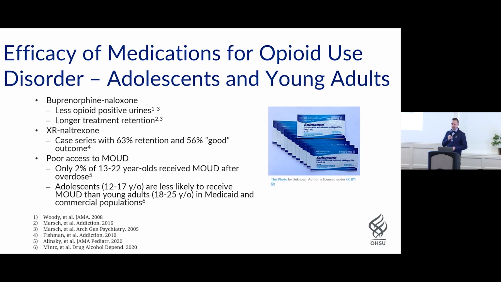And then we also know from evidence on claims data that access to medications for opioid use disorder in this age group is abysmal, even after an overdose. They did a study looking at 13 to 22-year-olds who came in with a non-fatal overdose, and only 2% of them left with a medication for opioid use disorder. 2%, 2 out of 100.